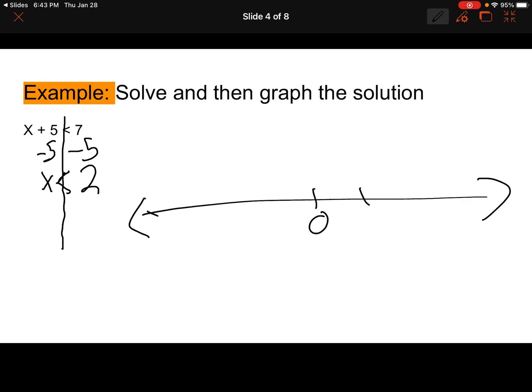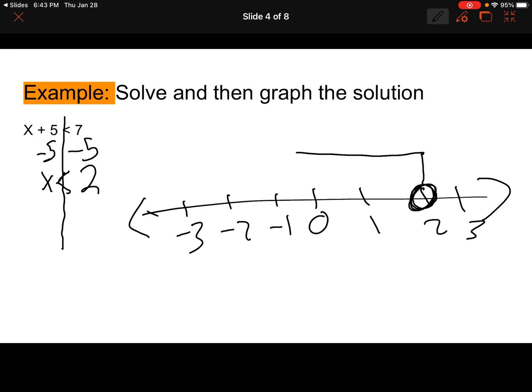So I'll put a 0 here, a 1, 2, 3, -1, -2, -3. All right, so since x is less than 2, now it's not less than or equal to, so we're going to use an open dot here. The reason we're using an open dot is to show that 2 is not included in the solution. Because remember, x is less than 2. x is not equal to 2. And then we can draw a line here pointing to the left to show that all of these numbers right here, everything this line is above, are solutions to this problem.